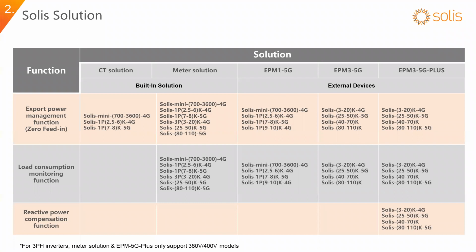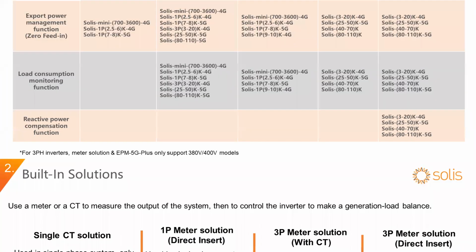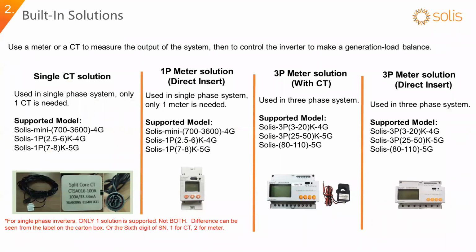And so the next part is going to be details about the built-in solutions. We use a meter or CT to measure the output of your system at the grid connection point or the load branch circuit, which we will mention later, and then control the inverter to make a balance.